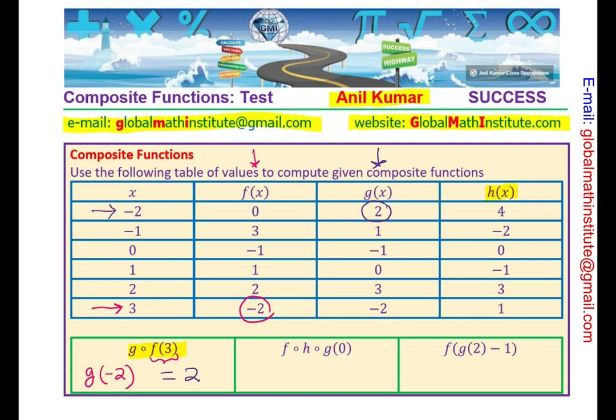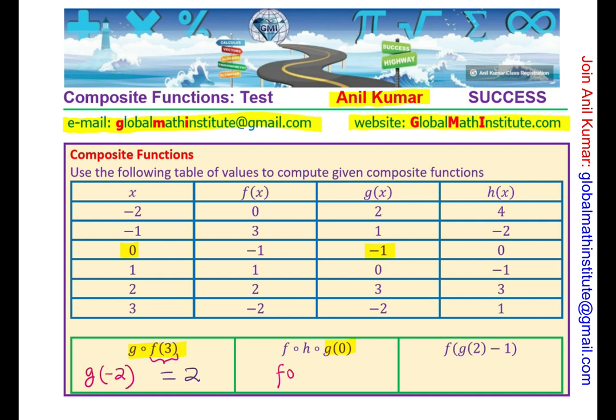Perfect. Now let's try this composite function which has all the three components, right? f of h of g of 0. So we'll definitely begin with g of 0. So at 0, what is the value? Well, g of 0 is minus 1. So you can rewrite this as f of h of whatever the value of g of 0 is, which is minus 1. Make sense? Okay.